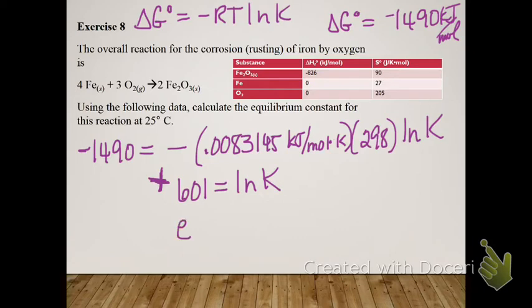And then if I'm going to do e raised to the 601. So try throwing that in your calculator, and guess what you get? Overflow. At least that's what I get on my calculator. Okay? So what that means is it's a really big number, like so big that your calculator won't hold it. So if it's a really large K, what does that mean? That means that it is very much product favored, which if you look back at this is the rusting of iron by oxygen. We know that to be thermodynamically favored, don't we? Because it happens all the time.